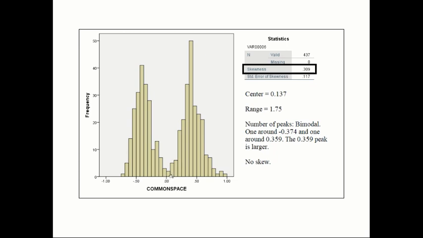We can make a similar observation about the median, as few Congress members have a common space score near 0.137. But we can say that the modes are representative of Congress members' common space scores because there are a lot of Congress members with common space scores near negative 0.374 and 0.359.